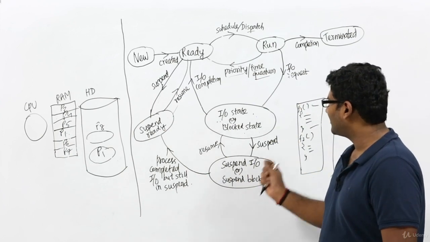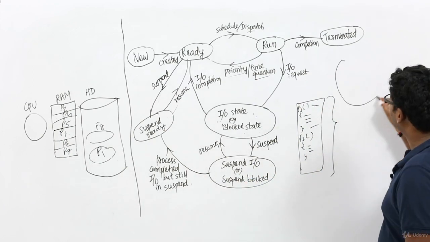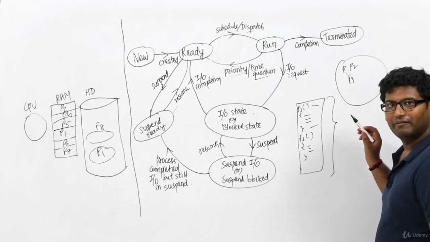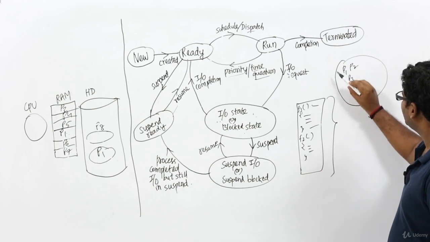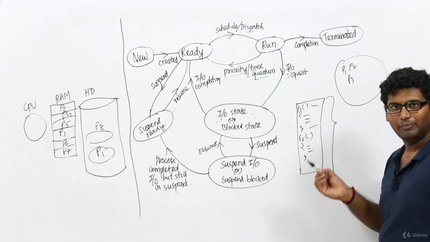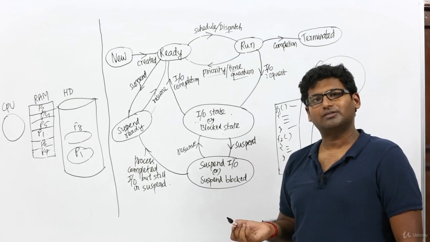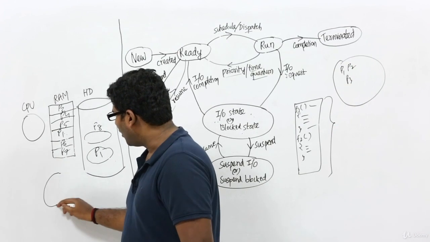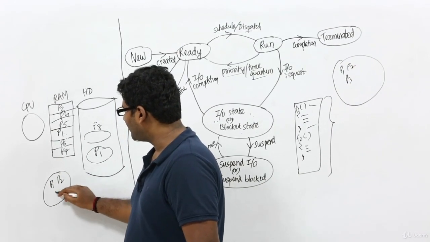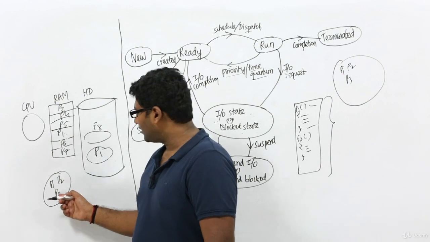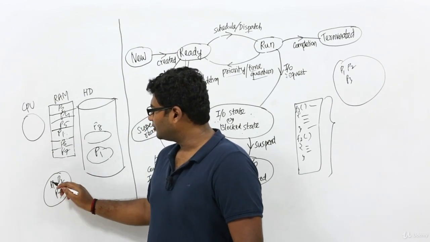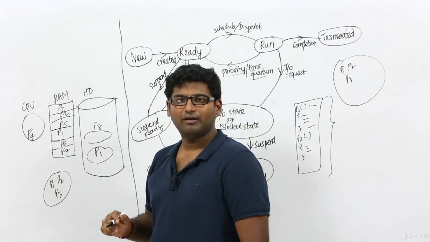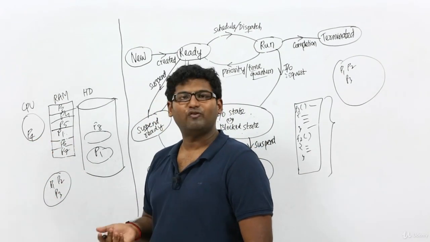Now, there are a number of processes in the ready state, P1, P2, P3, and so on. Once the scheduler has decided which process should be executed by the CPU next, what should be done next? That's my question. Let us assume that out of P1, P2 and P3 in RAM, our scheduling algorithm has decided that process P1 should be executed next. Let us assume CPU is currently executing process P4, and P4 is preempted.